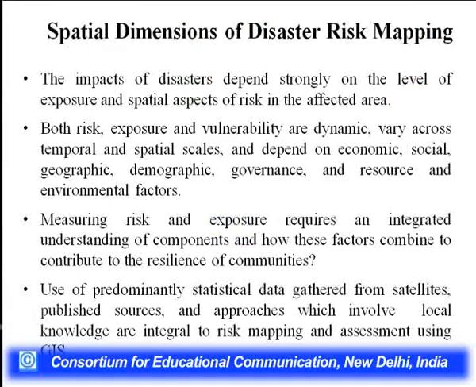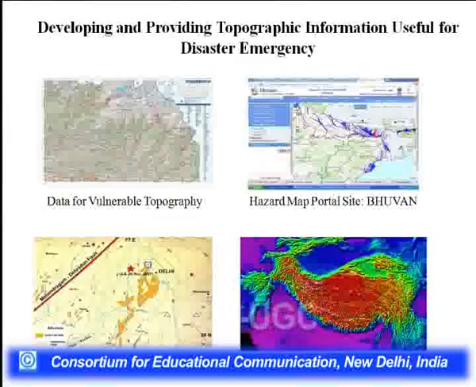So in this context, a spatial dimension is very important. Impact of disaster depends strongly on the level of exposure, and exposure varies from space to space. So temporal and spatial aspects are very important, because in this way we can contribute to the demographic, governance or geographic aspects. Use of predominantly statistical data gathered from satellite and published records is also very good.